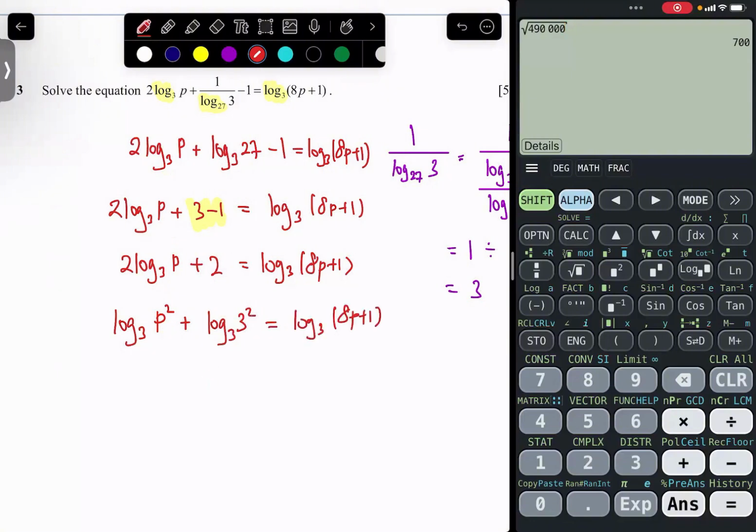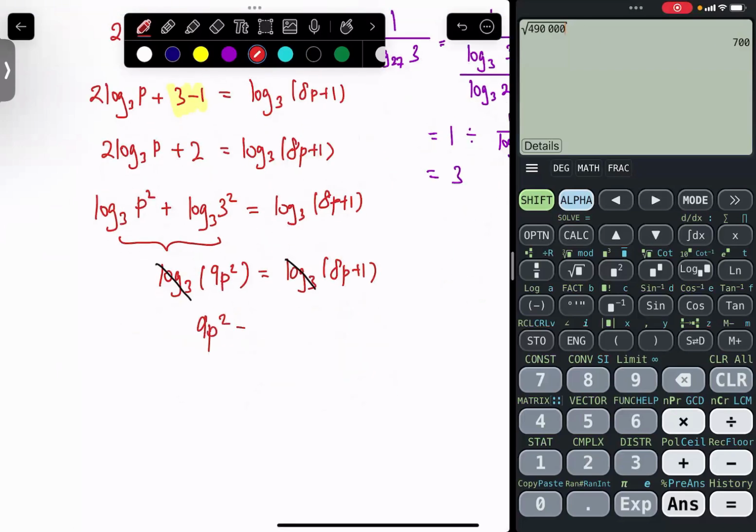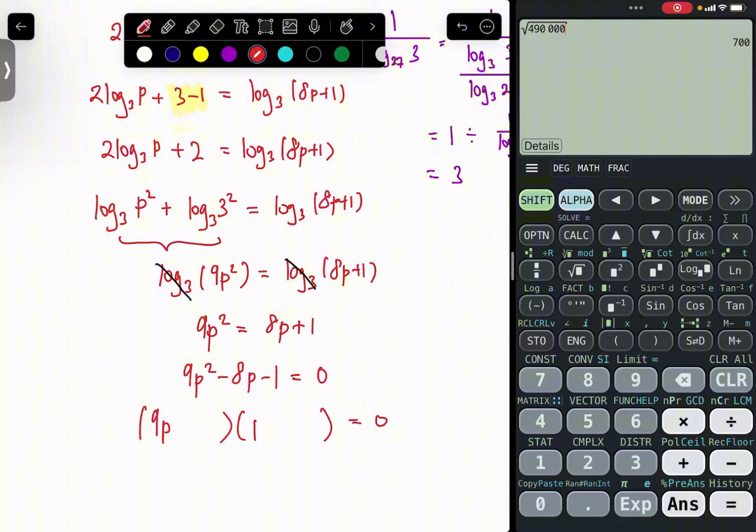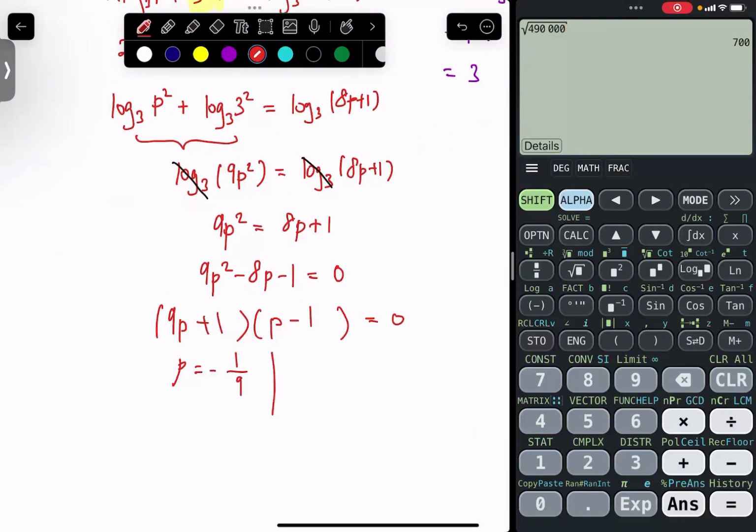Let's jump a step. By logarithm laws, this will become log₃(9p²) equals log₃(8p + 1). So we're able to get the logs away. We have 9p² equals 8p + 1, so 9p² − 8p − 1 equals 0. Factorize, and p equals negative 1 over 9, or p equals 1.